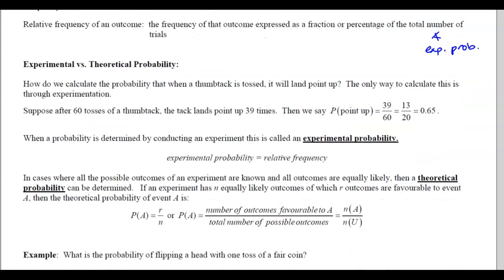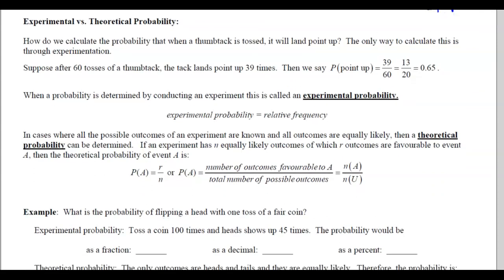Okay? In cases where all possible outcomes are known and all outcomes are equally likely, then we can calculate a theoretical probability. So if an experiment has n equally likely outcomes, of which r outcomes are favorable to the event, then the theoretical probability is r out of n. Okay? So n is usually the number of possible outcomes that you could ever have, and r is the number that are favorable for that experiment.